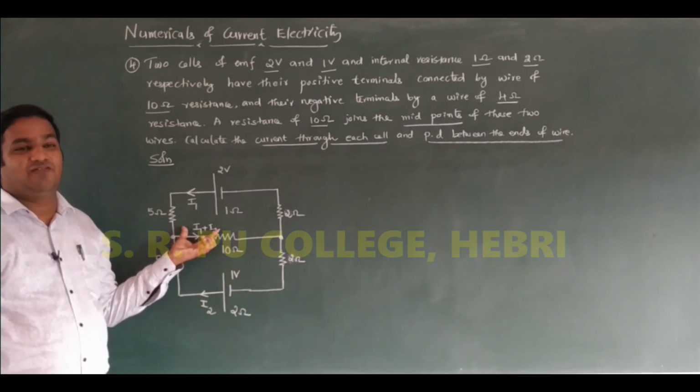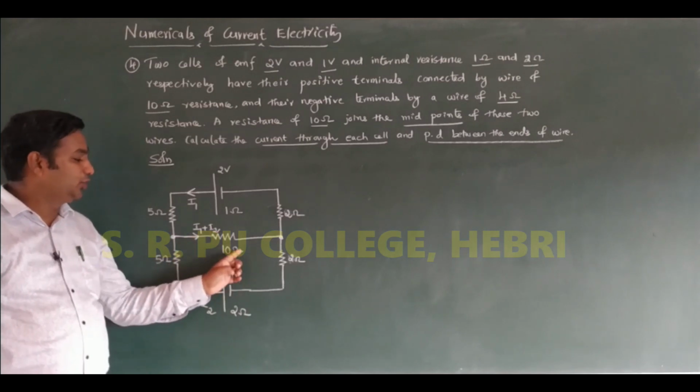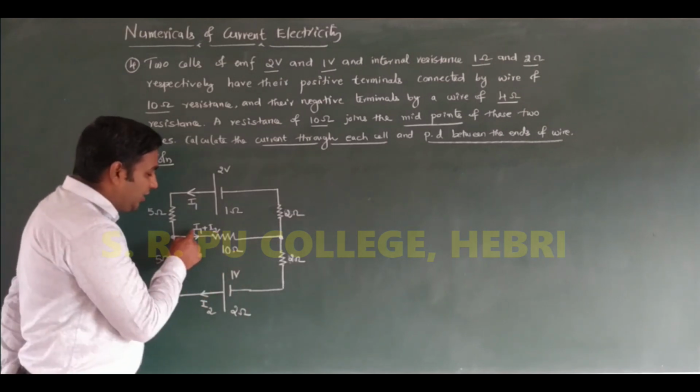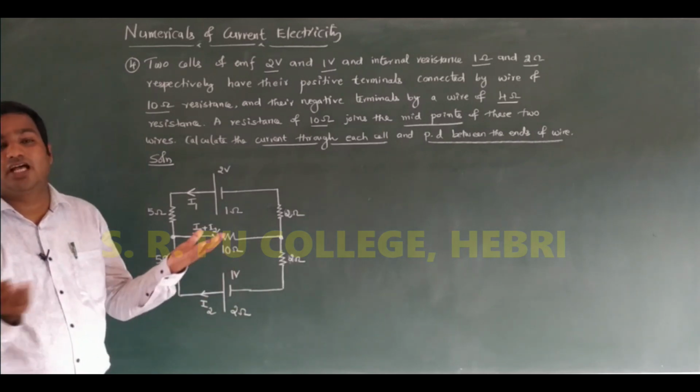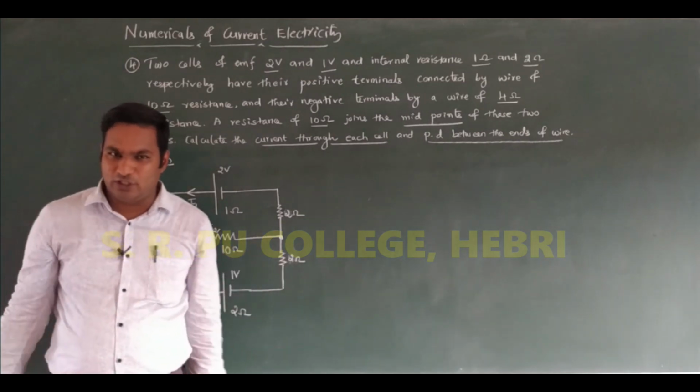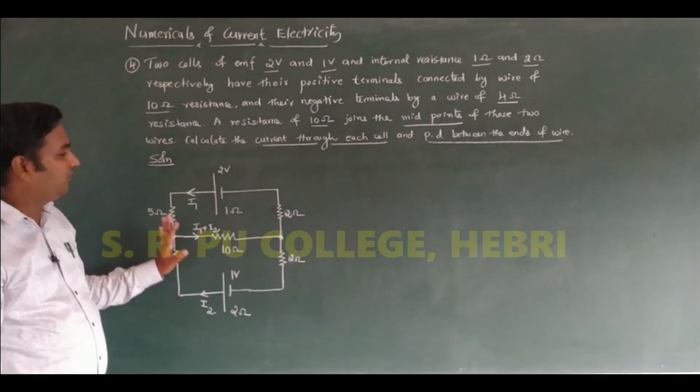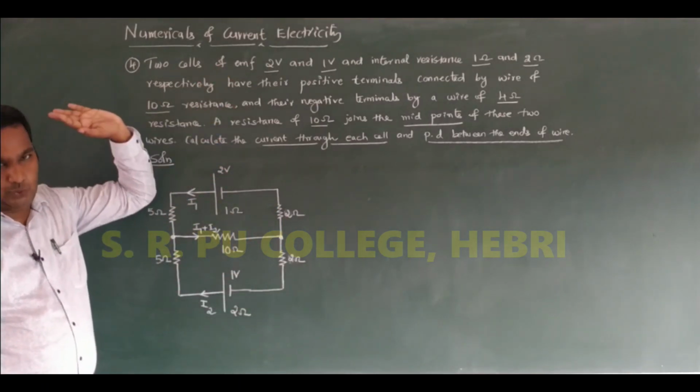Once you get the answer for I1 and I2, what should be the current flowing through the 10 ohm resistor? That is I1 plus I2. And the resistance is given as 10 ohm. We can easily get the answer for the potential difference by using Ohm's law. And this is a simplified circuit for this given question.